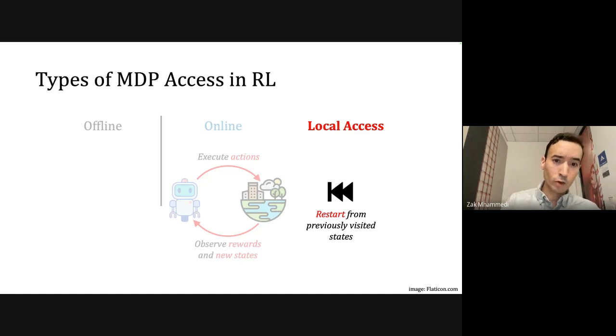This is probably the most studied setting, both in theory and practice. The setting we focus on in this paper is the local access setting, which is far less studied. In this local access setting, the algorithm can reset the state to any previously visited state and start generating transitions and trajectories from there. Throughout the talk, I'll use terms like local access, local simulator, or resets to mean the same thing, and I will also say agent and algorithm interchangeably.